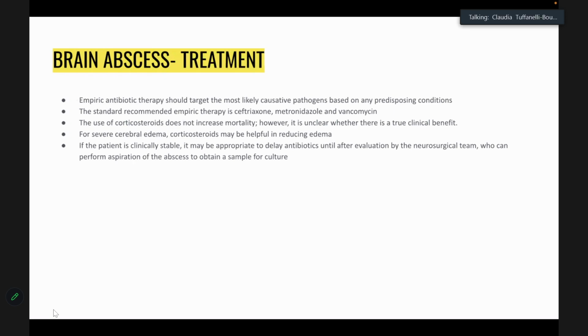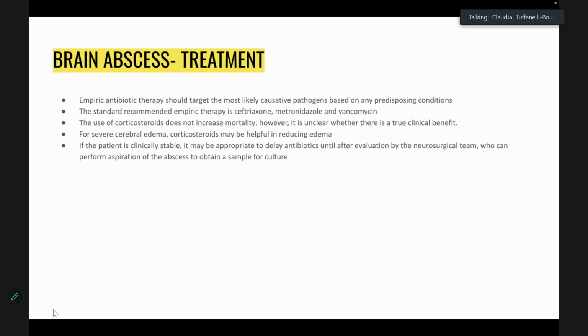So with treatment, got to start antibiotics on these patients. Here, again, the recommended empiric therapy for antibiotics would be ceftriaxone, but then adding metronidazole and vancomycin. Not really a huge need to add any kind of steroid. Some people will, because there's some inflammation. So if your neurosurgeon told you to add it, there's no problem with adding it, but there's no proven benefit.